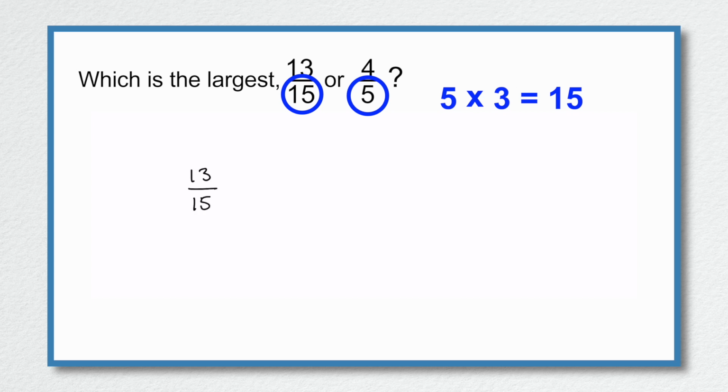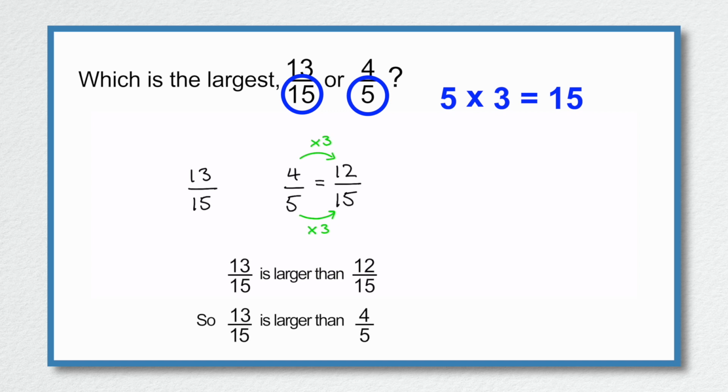What we need to do is to convert 4/5 into a fraction out of 15. 5 goes into 15 3 times. If I multiply the denominator by 3, I have to multiply the numerator by 3. 4 multiplied by 3 is equal to 12. So we have 13/15 and 12/15. Well, 13/15 is greater than 12/15, so 13/15 is greater than 4/5.